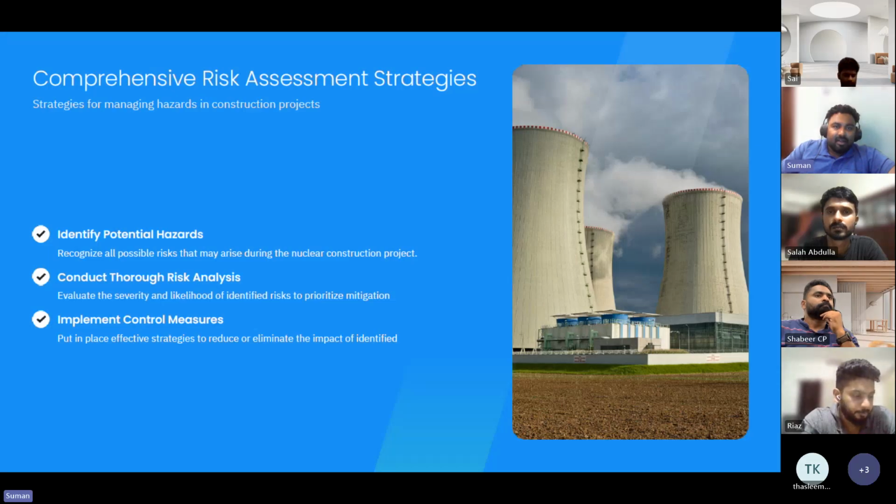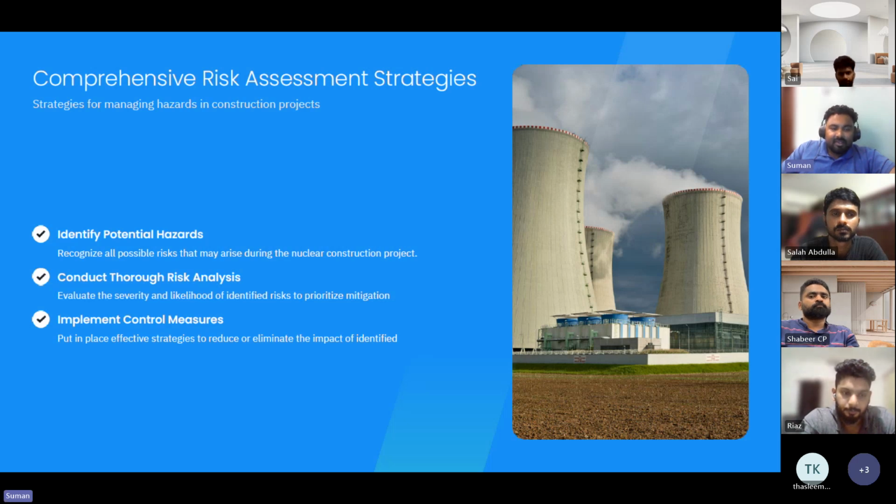There are risks involved during the construction time. The workers are exposed to different types of hazards. So we have to identify the hazards and apply controls to minimize the risk. That process is called a risk assessment.